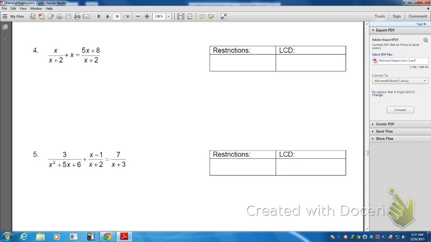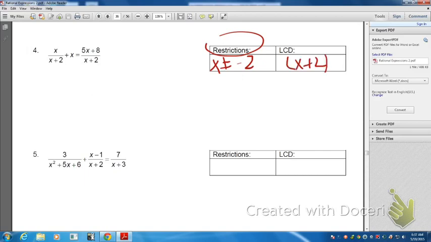All right. I'm going to come on the back side here. We're going to take a look at number 4. This is a little bit different. This one we actually end up with a quadratic. So first of all, we'll look at our restrictions. Our restrictions here are since we have an x plus 2 in the denominator, therefore x cannot be a negative 2. Our least common denominator will just be the x plus 2.